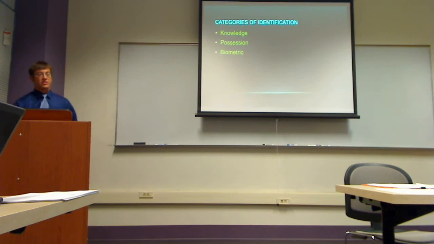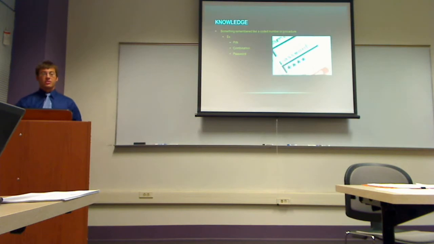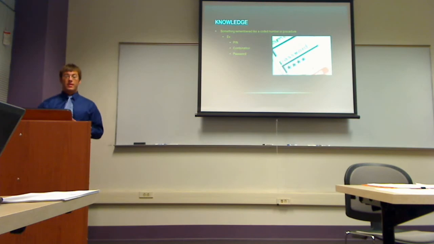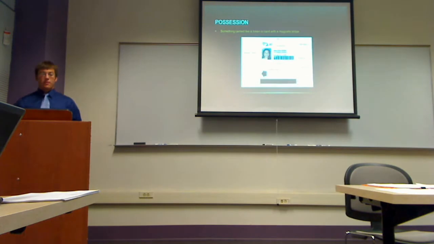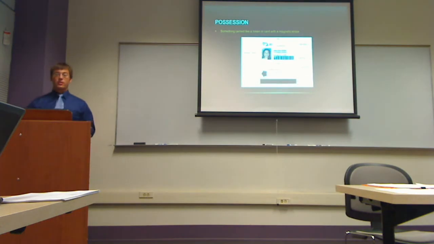There are three categories of identification, and those are knowledge, possession, and biometric. Knowledge is something remembered like a coded number or procedure. Examples would be a PIN, a combination, or even a password. Possession is something carried like a token or a card with a magnetic stripe, such as your CUID.